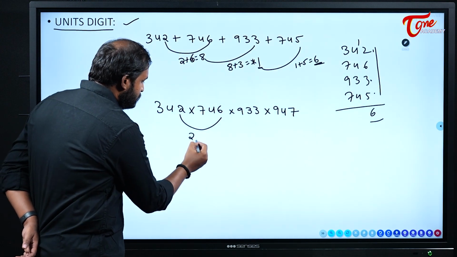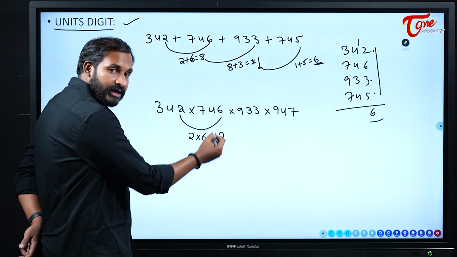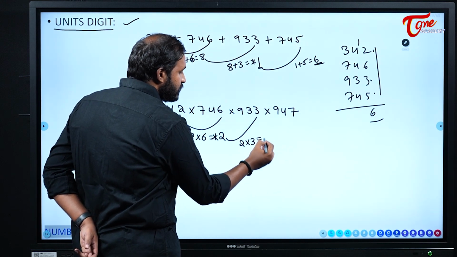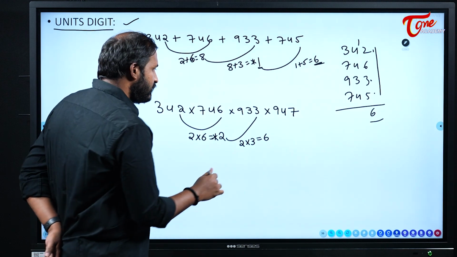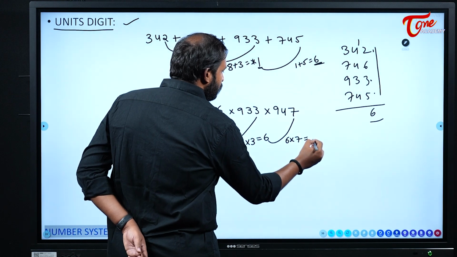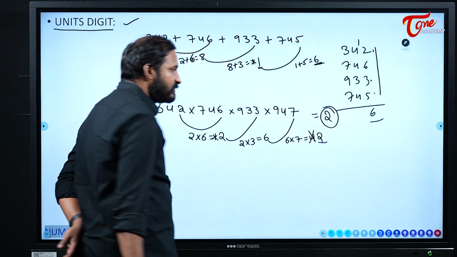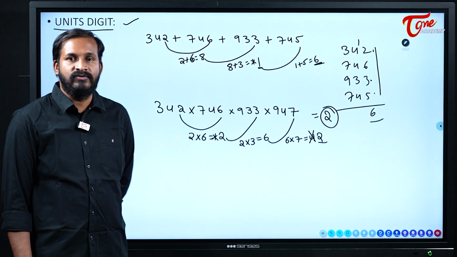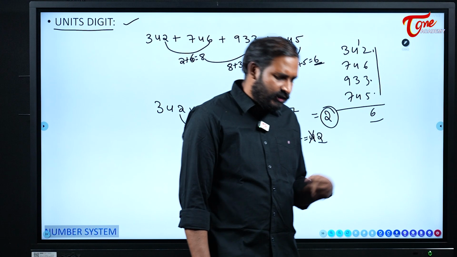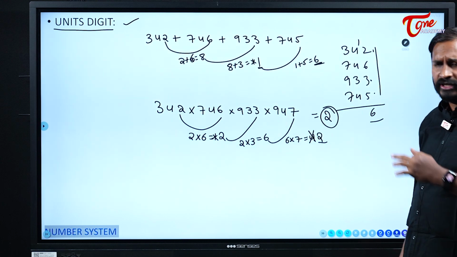So 2 into 6, what will you get? 12. We will not bother about this one. We will only continue with the units digit. Next, 2 into 3, what is it? 6, only one digit. So no problem, we will use that. Next 6 into 7, what is it? 42. We will not bother about 4, we will only go with 2. So the units digit of this product is 2. In this manner we will find the units digit of any product. Okay, well and good, superb.